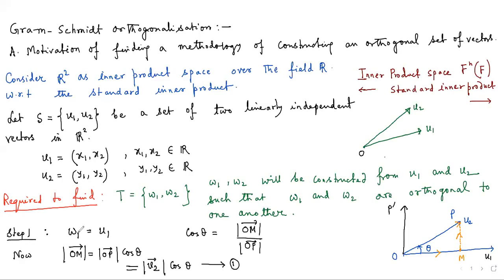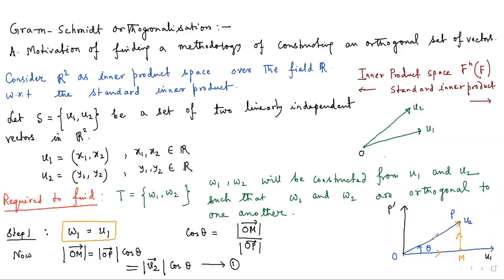So what I have done, my first trick is to consider the vector W1 in the new set capital T to be the same as the vector U1 of the old set. And now I am doing some trigonometry with a geometrical rule. If the angle between the two vectors is theta, then cos theta is the magnitude of the OM vector by the OP vector, that is, base by hypotenuse. From there, we can write the magnitude of the OM vector as the magnitude of the OP vector multiplied by cos theta. But you know that the OP vector is U2, and therefore the magnitude of U2 multiplied by cos theta is equation number one.